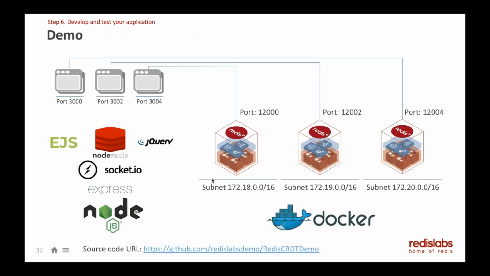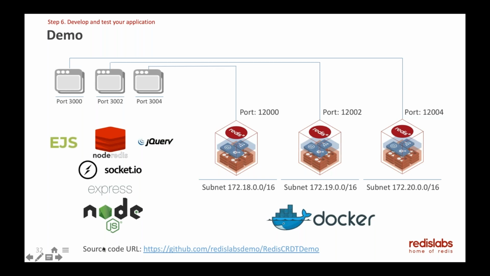Right? Okay, now you need to develop and test your application. I'll do a quick walkthrough. First, I'll do a demo of what I have built, and then a quick code walkthrough. I have a Node.js app. I built it using all these libraries. I'm using Node Redis to connect, and I'm deploying my Node.js app on 3 different ports, 3000, 3002, and 3004. Each instance of this app connects to a different node of Redis Enterprise, and we'll see how this works.